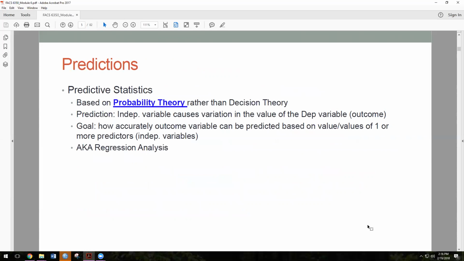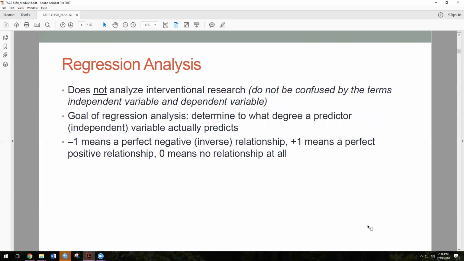So with predictions, regression is predictive statistics, and so it's based on probability theory, which is likelihood, and not decision theory. So a prediction is where you have an independent variable that causes variation in the outcome, or the dependent variable. And so be very, very careful not to get confused by the terms independent and dependent variables, because in regression, you are not looking at intervention research. There is no pre-test, intervention, post-test. Regression analysis is really kind of in a way cross-sectional. It's not intervention research at all, but you still have an independent variable that affects the outcome variable.